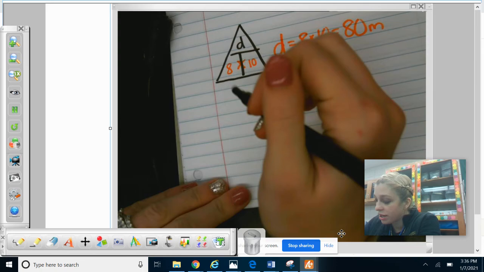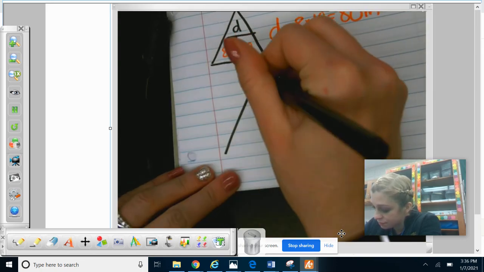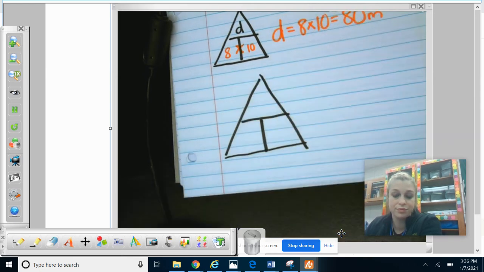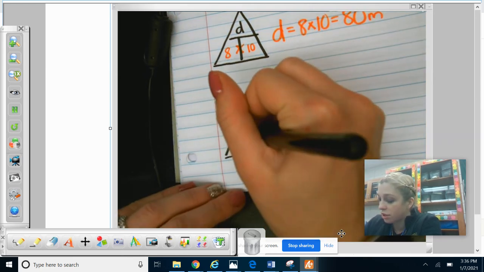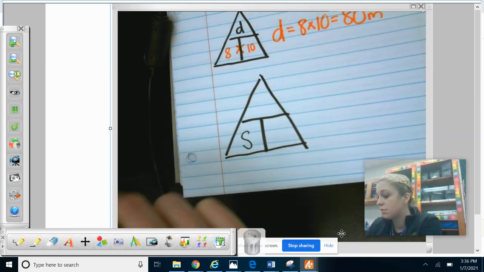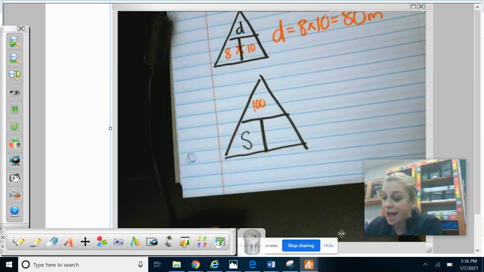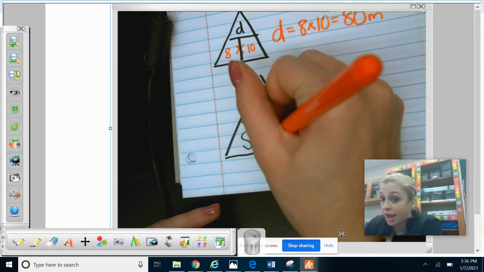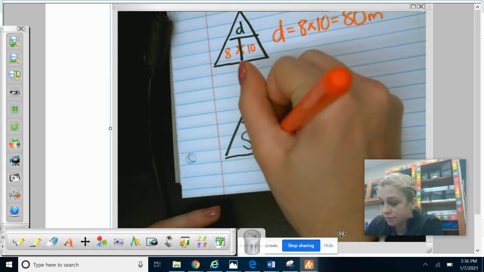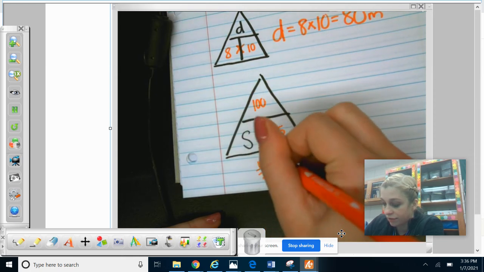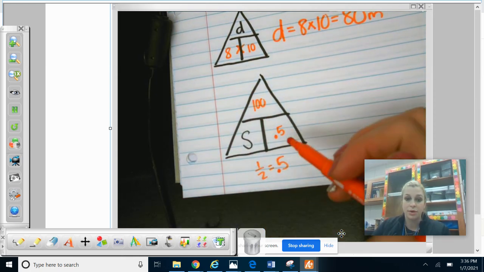So I draw another triangle. Let's make this triangle bigger. There we go. We're looking for speed. He threw it 100 yards in half of a second. So 1/2 is equal to 0.5. I just chose to write 0.5.